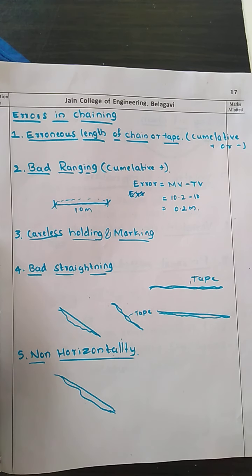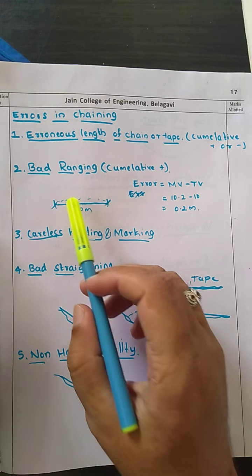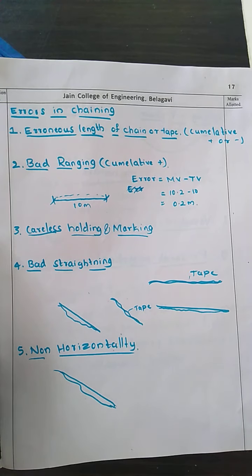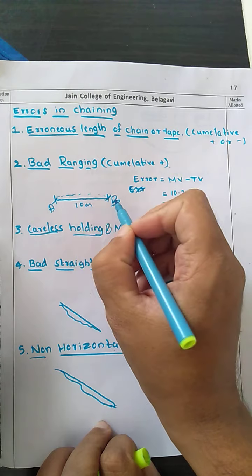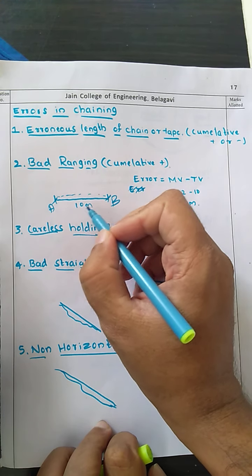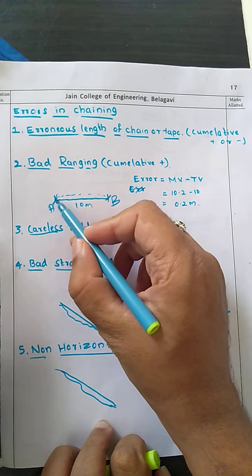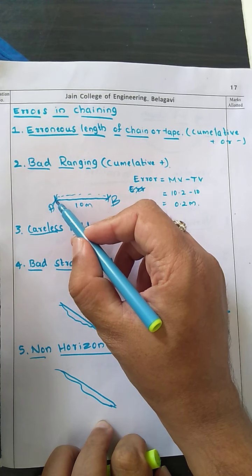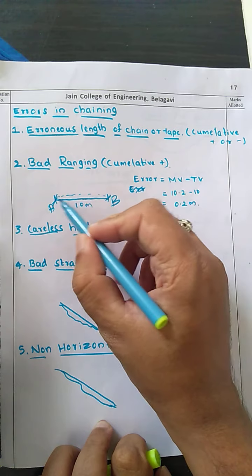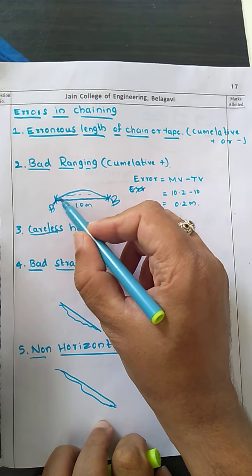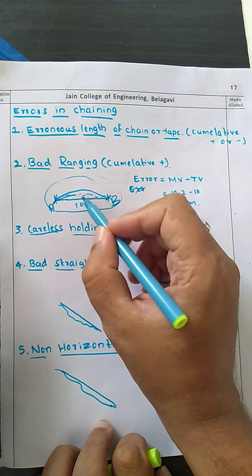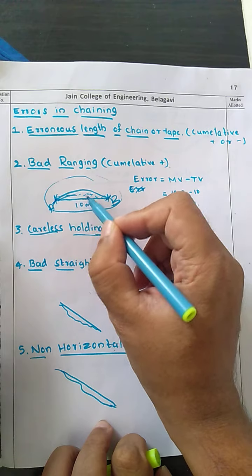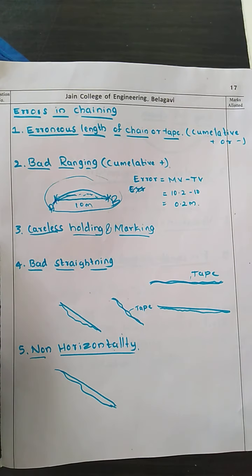Then next is bad ranging. Now what is this bad ranging? Suppose there are two points A and B, and if we measure between the two points A and B, we get 10 meters. Now, due to bad ranging, if we don't keep our tape or chain straight, then we may measure it like this, and the overall length, whatever measurement we want, is going to increase.